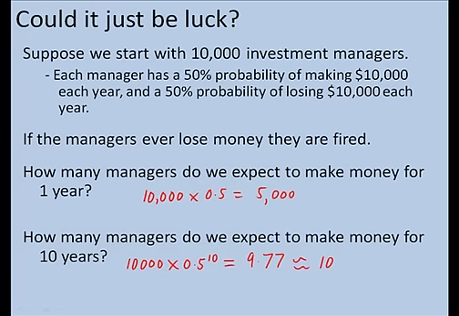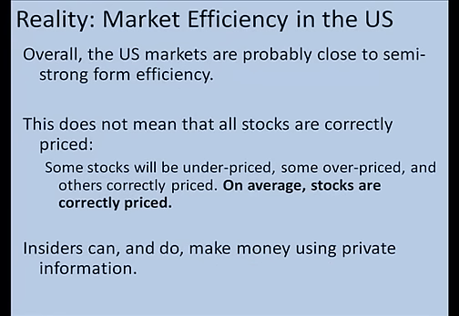But this is where there's a lot of debate. And this is what we're going to talk about throughout the semester. Overall, I would think that the markets in the US are probably close to semi-strong form efficient. But this doesn't mean that all stocks are correctly priced all the time. Some stocks may be underpriced, some may be overpriced, and others correctly priced. But on average, stocks are going to be correctly priced.